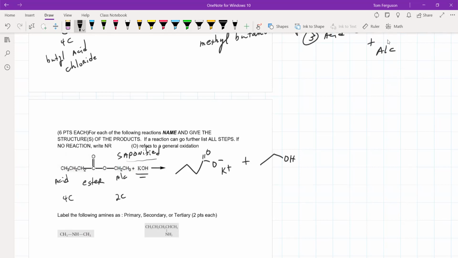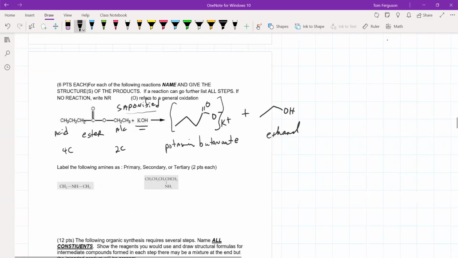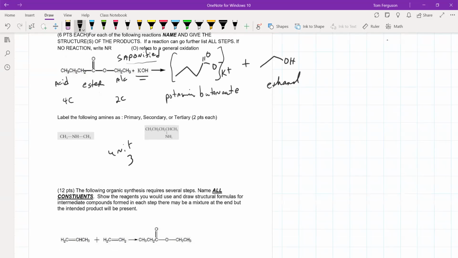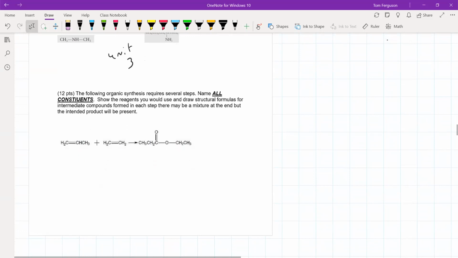So if we're going to name these, this would be potassium glutamate, and we have to go like this, for brackets. And of course, this would be ethanol. Okay, this is amines. This is unit 3.